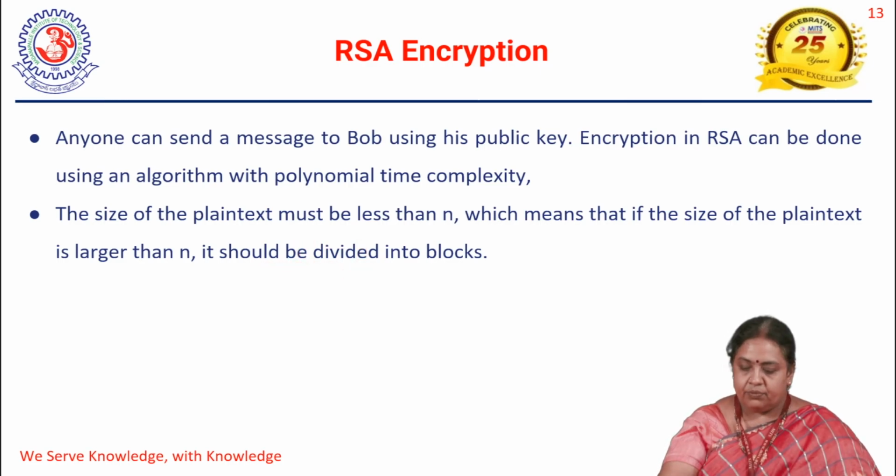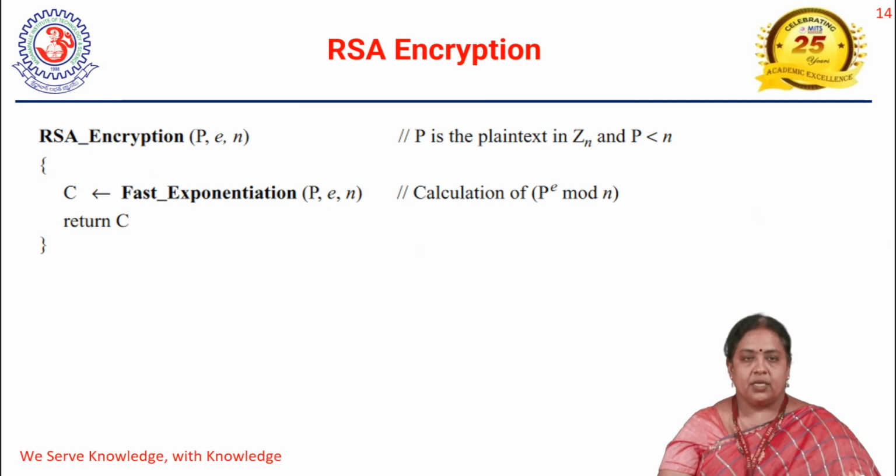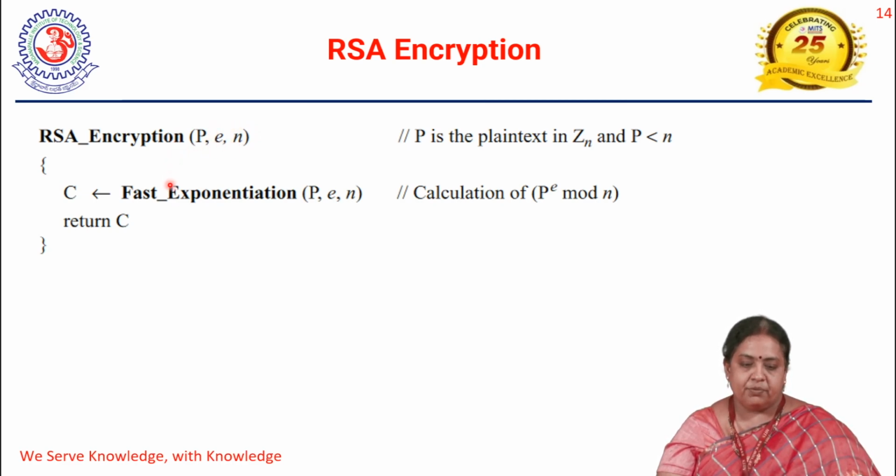Now we see the RSA algorithm. So this is the RSA encryption algorithm. The arguments for this are P, that is the plain text, and E and N, the public keys which we have received from the receiver. The receiver calculates the public key and it is announced to everyone. So by using these keys, we are going to perform the encryption algorithm.